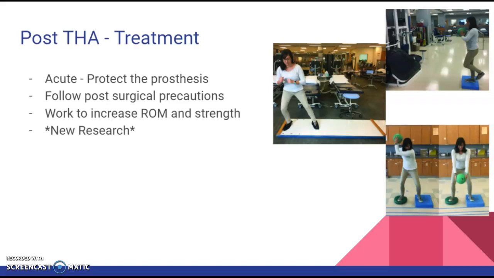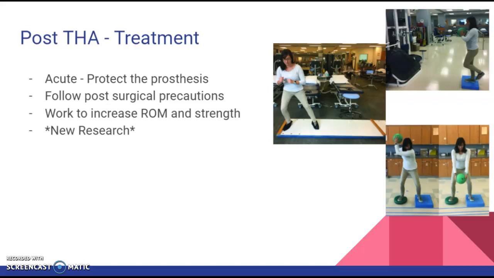But I was able to find a couple really interesting articles. One was done in the very acute phase, researching completing therapy two times a day versus one time a day, and they were able to reach their developmental milestones after surgery much faster. However, that really did not affect their length of stay very much. So I guess you can take that for what it's worth.